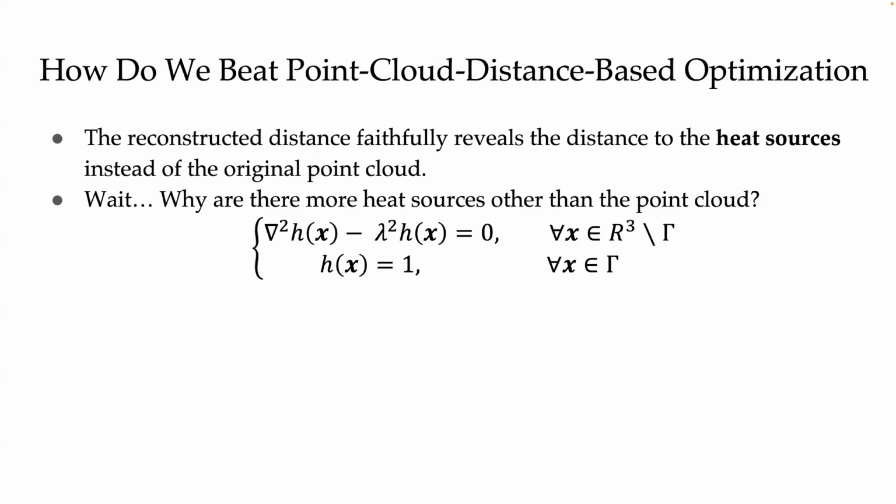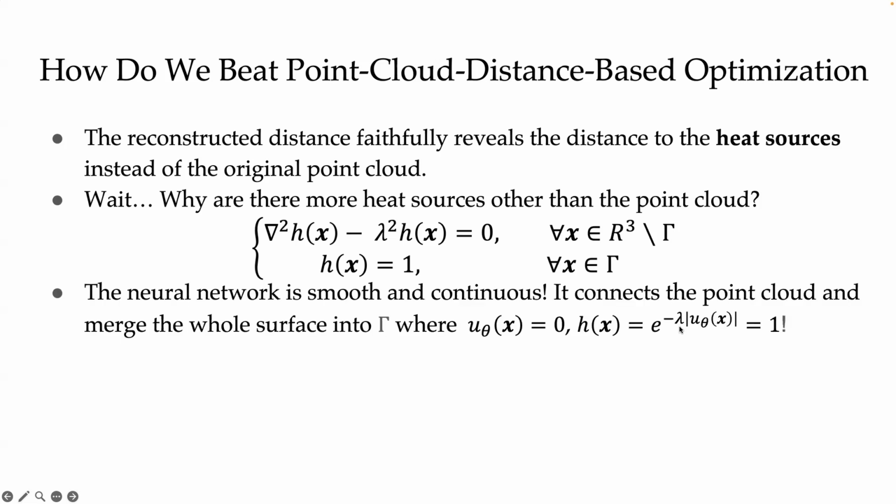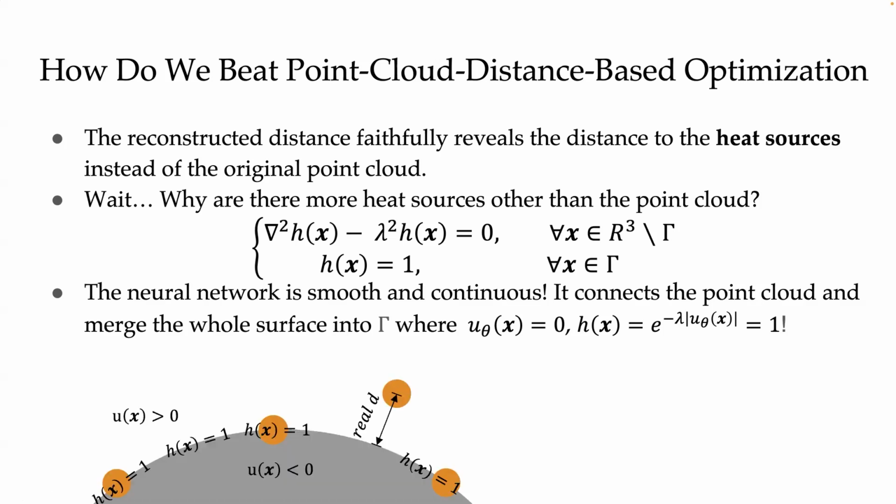Let's go back to the equation. It says that wherever h is equal to 1, it becomes a heat source. The final temperature is only determined by how far the closest heat source is. Even though we apply the boundary loss only on the point cloud, the neural network is smooth and continuous. It can connect the points and merge them into a whole surface, where u is equal to 0 and h is equal to 1. Let's just use this figure to explain.